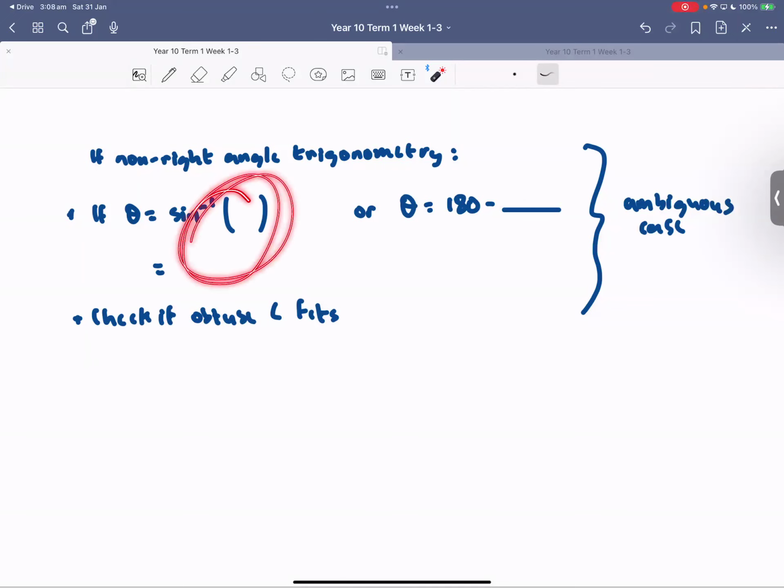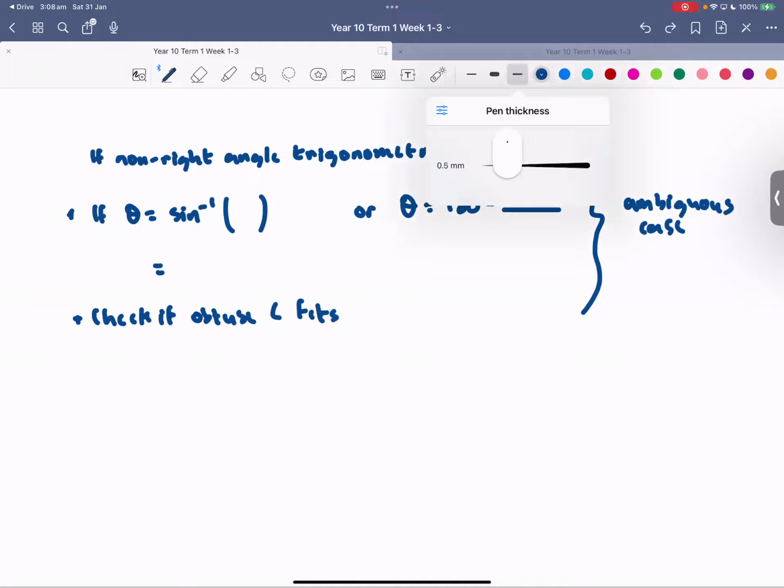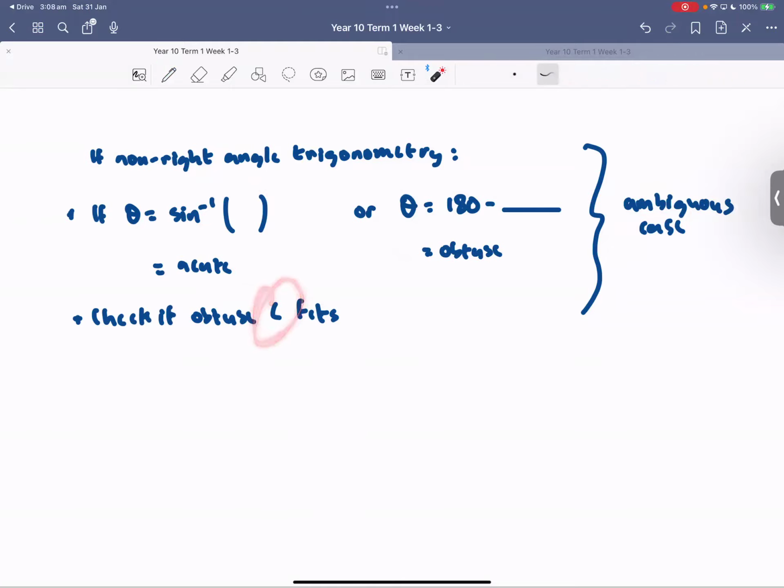So you'll get an acute answer and an obtuse answer. There will be one acute answer and one obtuse answer. And then what you have to do is check whether the obtuse angle fits.